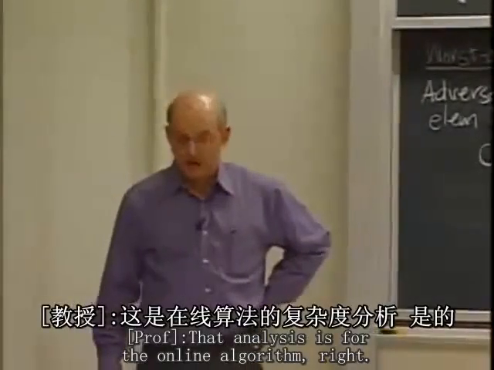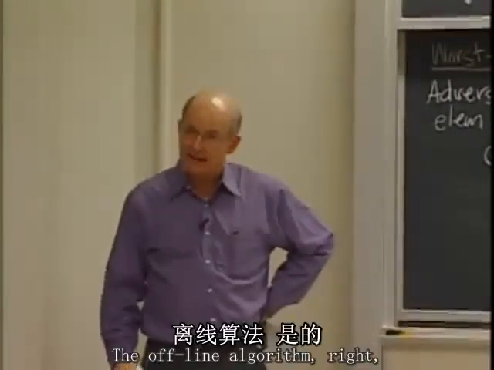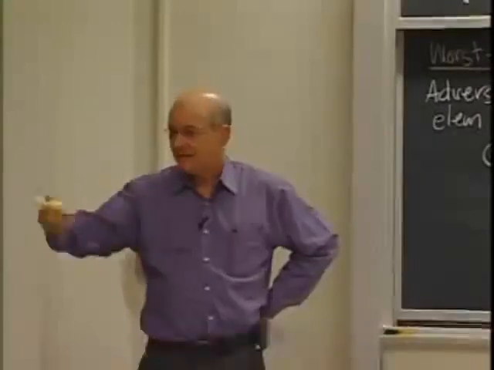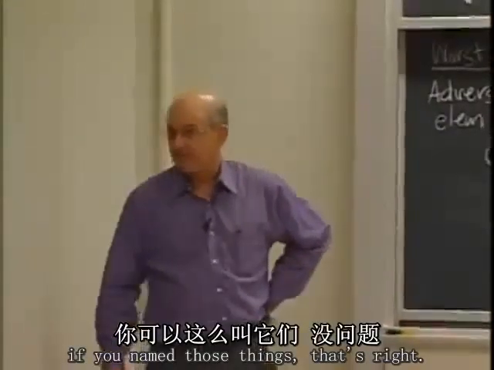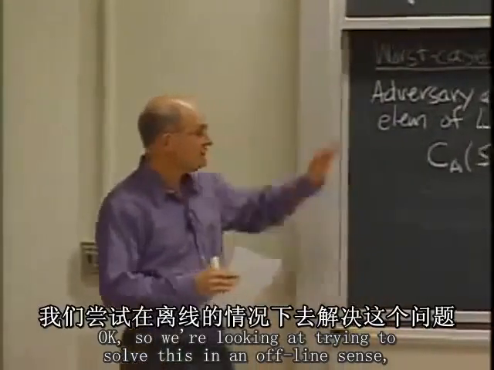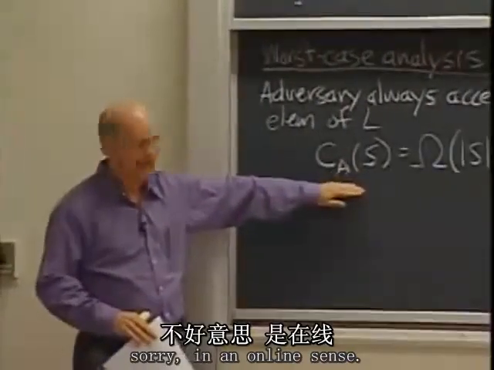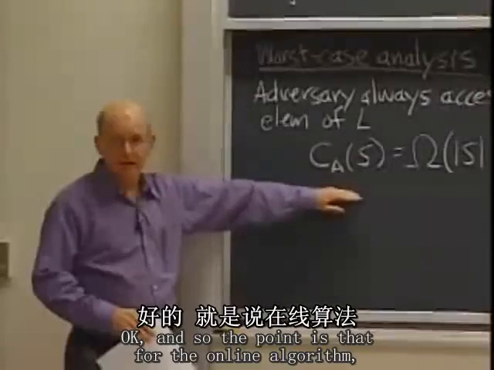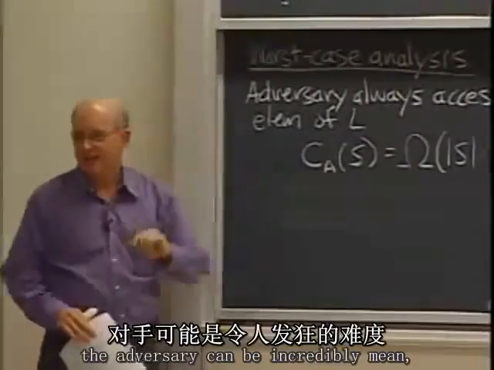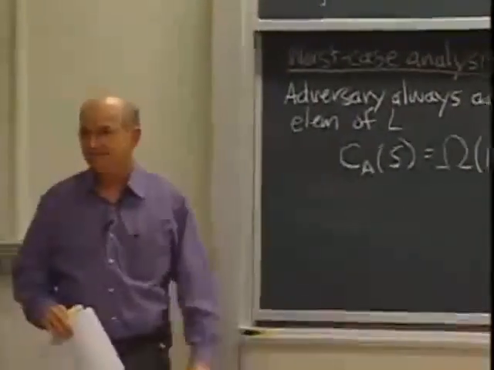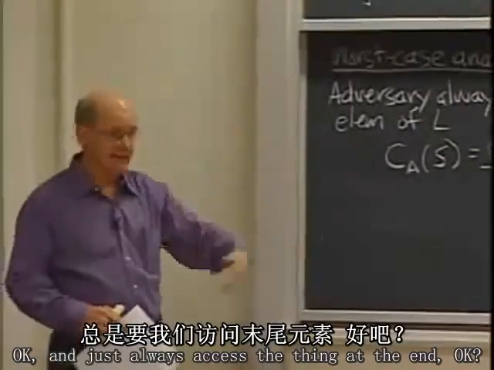That holds for the online algorithm, right? The online algorithm, that's right. So we're looking at trying to solve this in an online sense. And the point is that for the online algorithm, the adversary can be incredibly mean, and just always access the thing at the end.